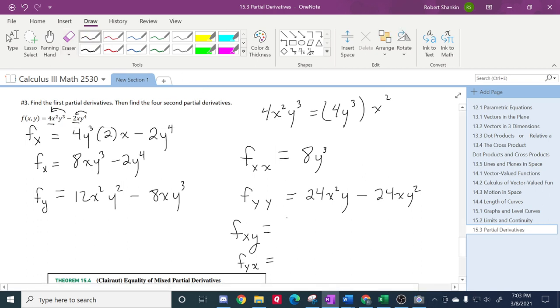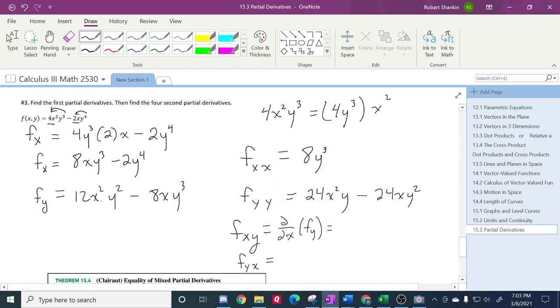This might mean the partial with respect to x of f y. I think it means in that order. But then again, if I remembered it wrong, it doesn't matter, because as long as I'm consistent between these two, I'll do one way and the other way. So I've already taken the partial with respect to y and I've gotten this. Now I take the partial of this with respect to x.